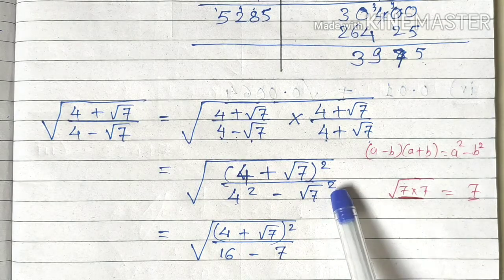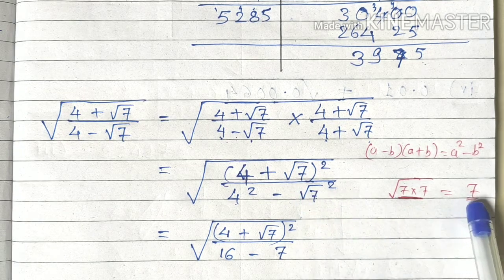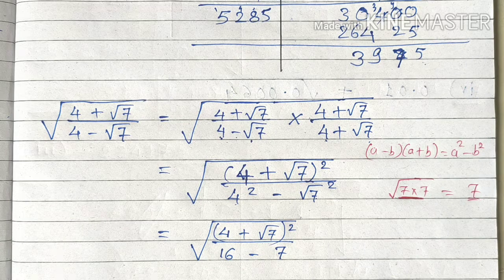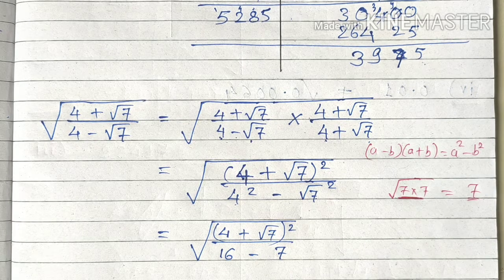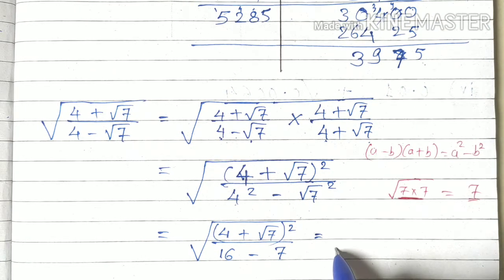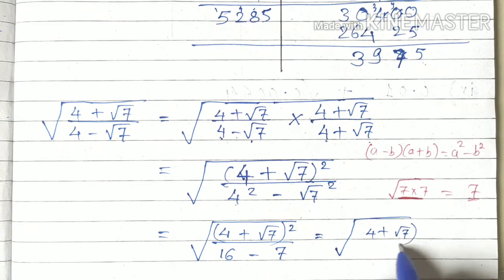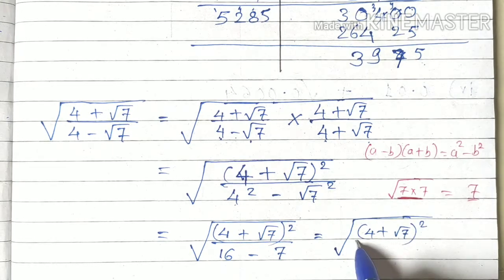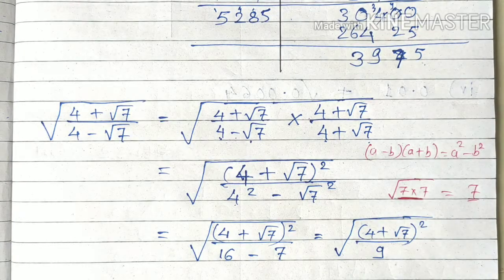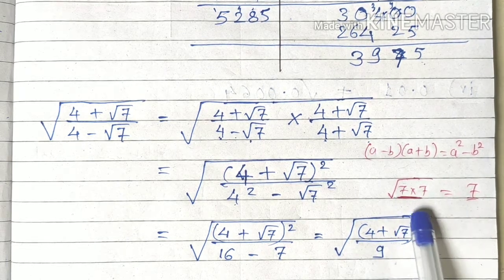Or simply, whenever the square root and square are there, the final answer is the number which is inside the root. Now 16 minus 7 is how much? 16 minus 7 is 9. Okay, 16 minus 7 is 9. So it becomes the root of (4 plus root 7) whole square upon 9. Again, square and square root, in the same way.